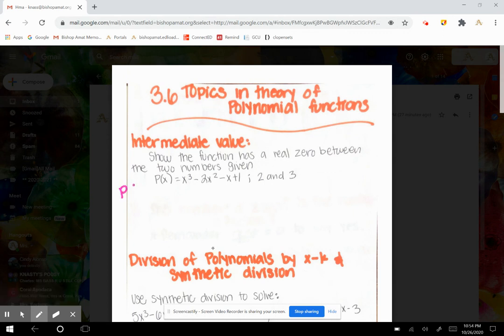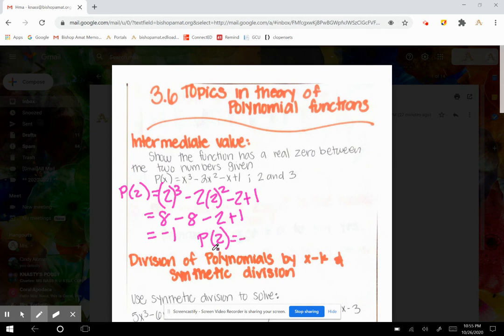So let's start with p of 2. 2 cubed minus, make sure you do parentheses, minus 2 times 2 squared minus 2 plus 1. This gets you 8 minus 2 squared is 4 times 2 is 8 minus 2 plus 1, which gets you negative 1. So p of 2 is equal to negative 1.